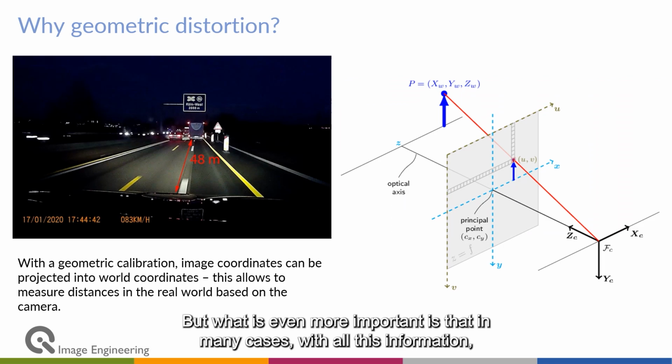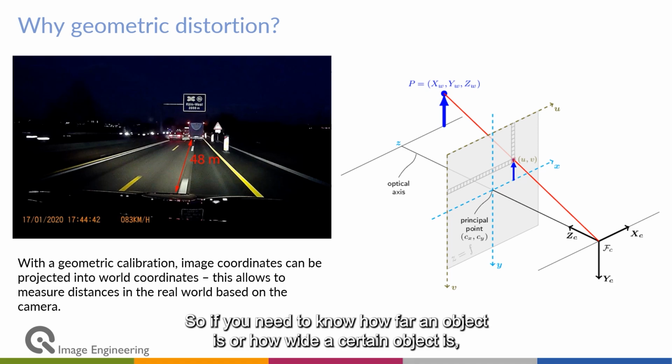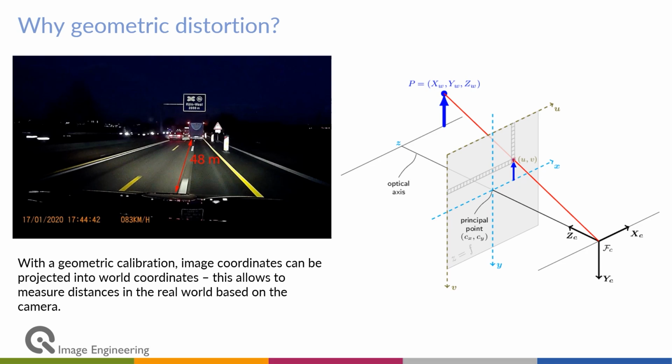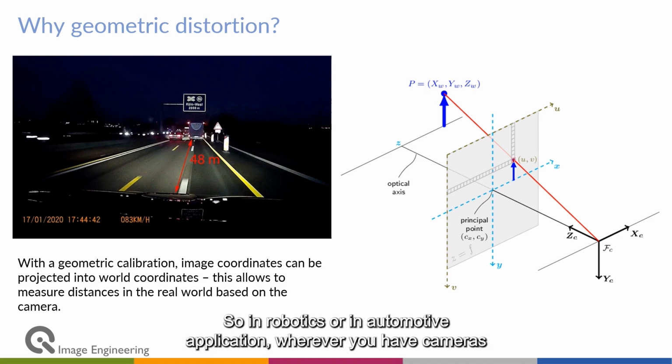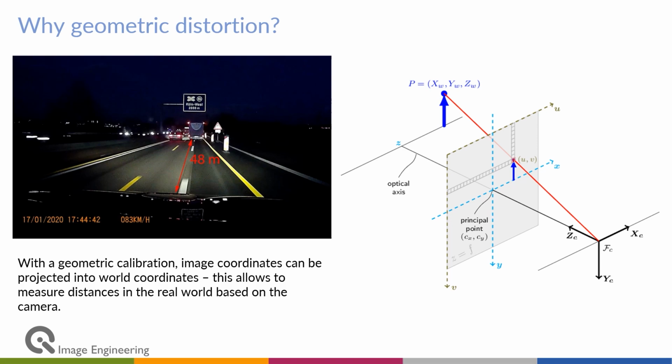But what is even more important in many cases is that with all this information, you can also measure distances in the image and say that is a certain distance in the object space. So if you need to know how far an object is or how wide a certain object is, regardless of whether it is in the image center or in the image corner, for that you need the geometric calibration. So in robotics or in automotive applications, wherever you have cameras that are sensors for your system, and especially when it's safety relevant, geometric calibration is very important.